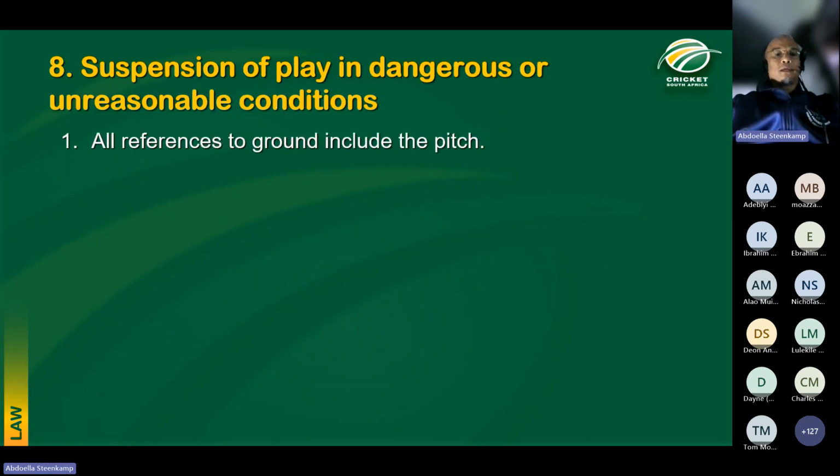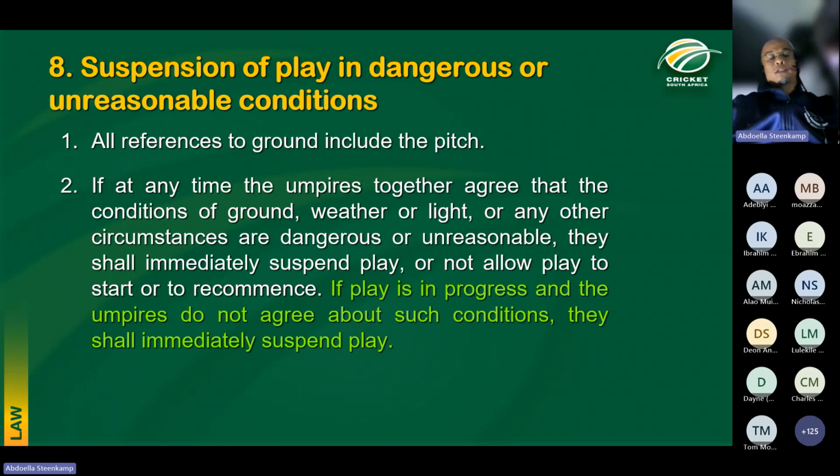So what happens when there's a suspension of play due to dangerous or unreasonable conditions? The law tells us that if at any time the umpires together agree that the conditions of ground, weather or light are dangerous or unreasonable, they need to immediately suspend play and not allow play to either start or to recommence.